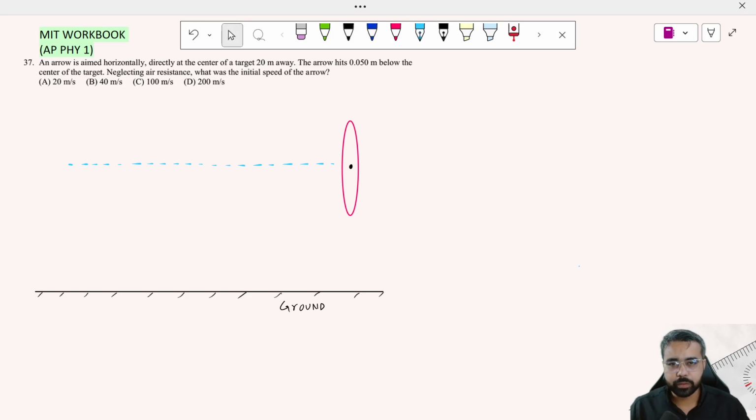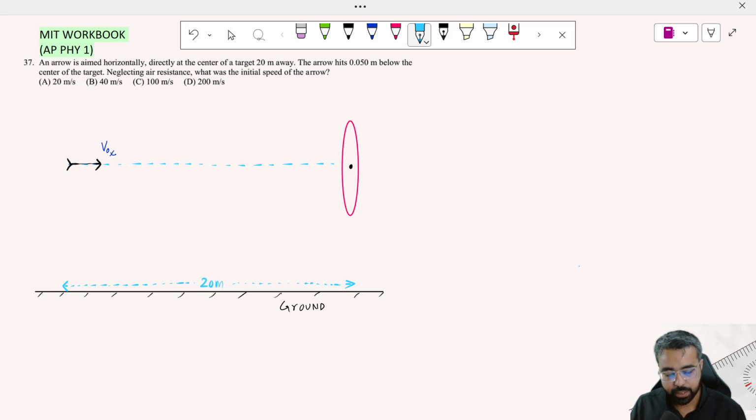So students, this question is about projectile motion, in which they are saying an arrow is aimed horizontally. Which means that, for example, if this is that arrow which was thrown horizontally, it has all the initial velocity along the x-axis, all right? And the distance between this arrow and the target is 20 meters.